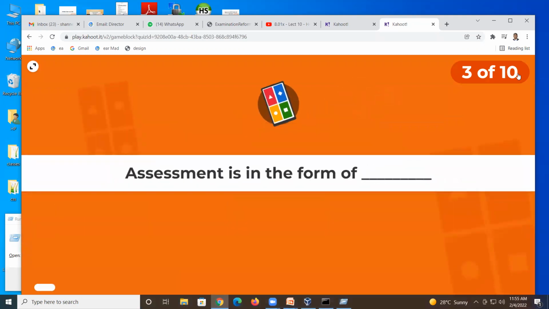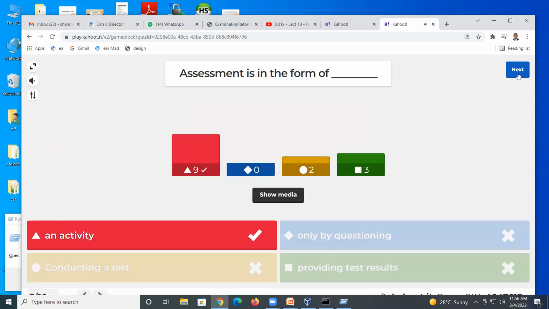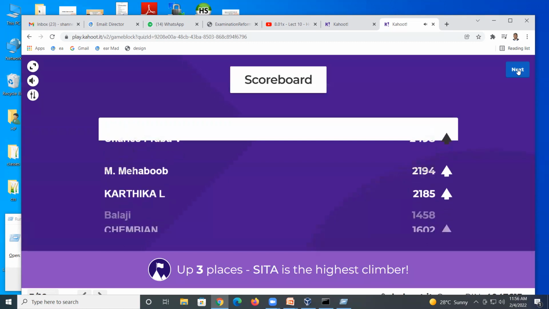Assessment is in the form of an activity or conducting a test only by questioning, providing the test results to the students. Whatever we are seeing now, I have already discussed with you. Assessment is an activity of conducting a test by questioning and providing the test results. Wonderful. Many people gave the right answer, so it shows that you all listened to my session very nicely.